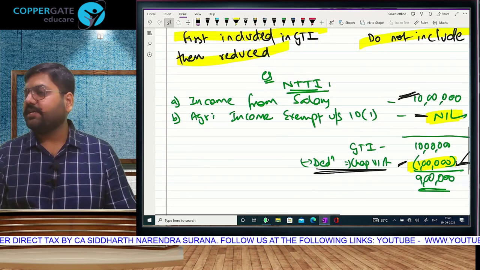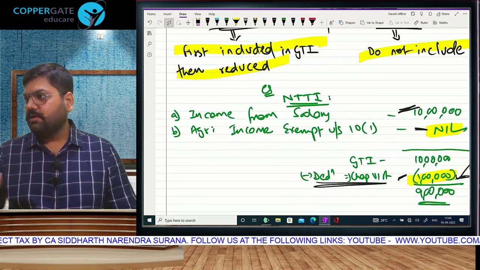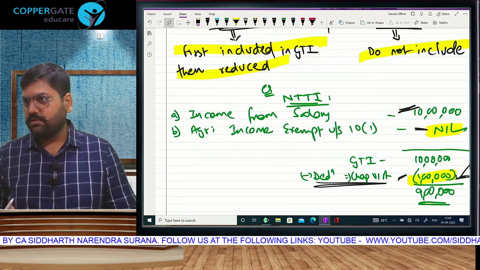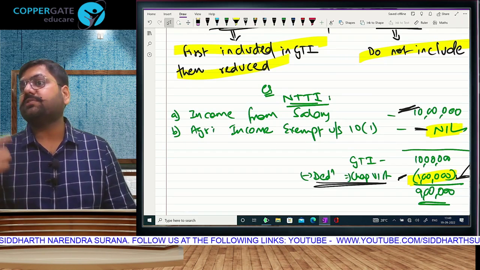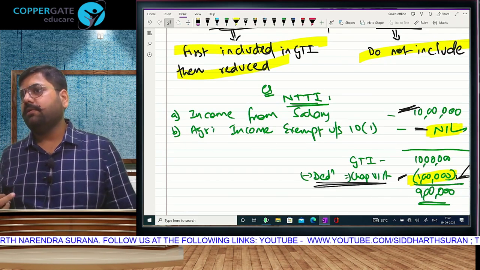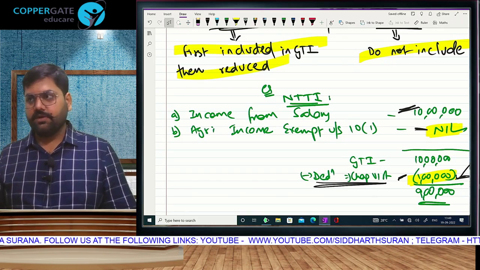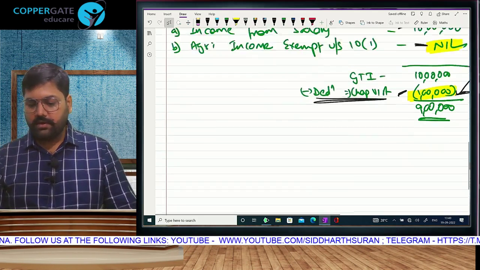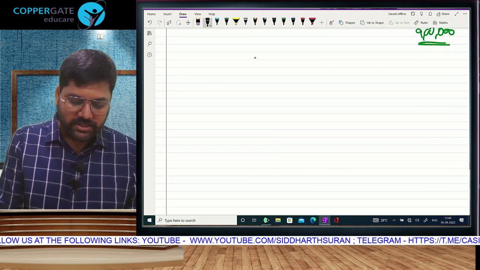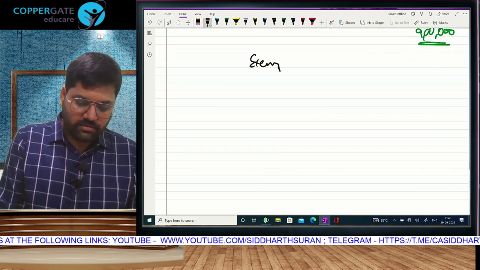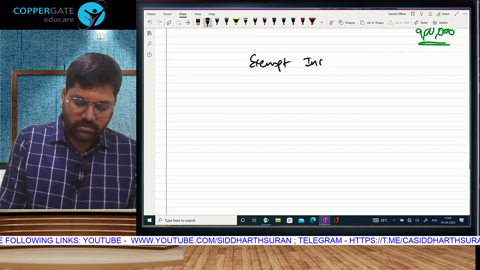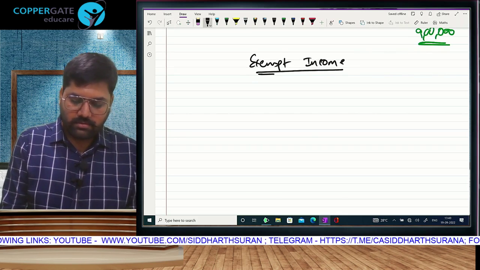As far as presentation is concerned while solving the sum, have we understood the presentation also? So what to do with the deductions? First, include, then subtract. And then what about the exemptions? Do not include only. Right now we will be learning the chapter which is exempt income.